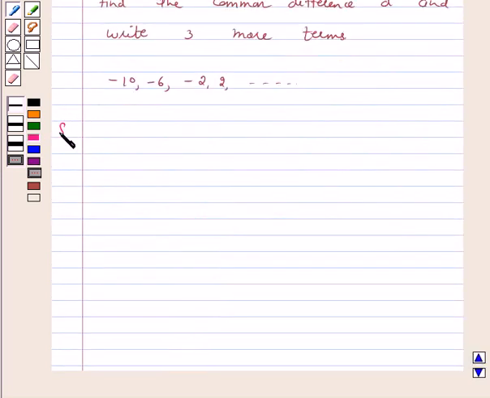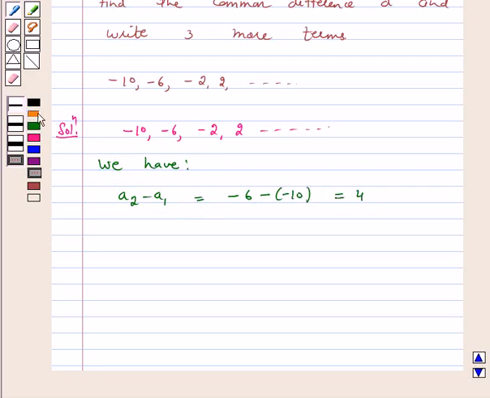Let us start the solution. Our given list of terms is minus 10, minus 6, minus 2, 2, and so on. We have A2 minus A1 equal to minus 6 minus minus 10, which is equal to 4. A3 minus A2 is equal to minus 2 minus minus 6, which is equal to 4. Again, A4 minus A3 is equal to 2 minus minus 2, which is equal to 4.